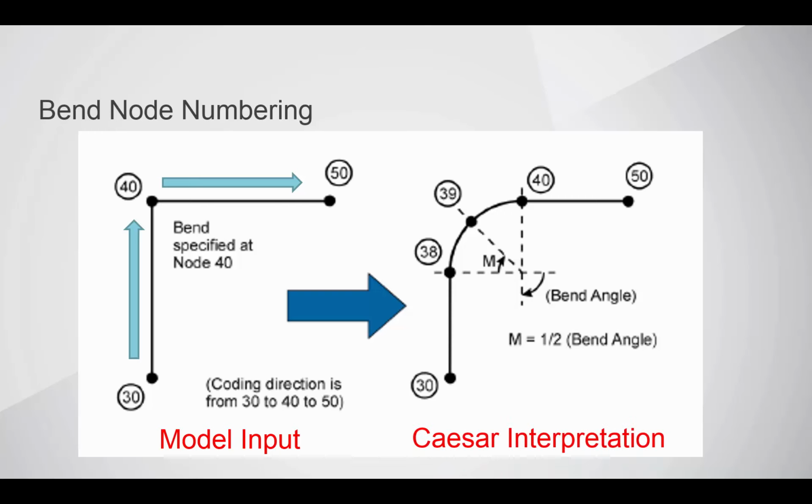CESA 2 will then interpret this by adding some additional nodes. The first thing it does is to move element 40 to the far end of the bend. It then adds another node at the start of the bend and a third node in the middle, at half the bend angle.